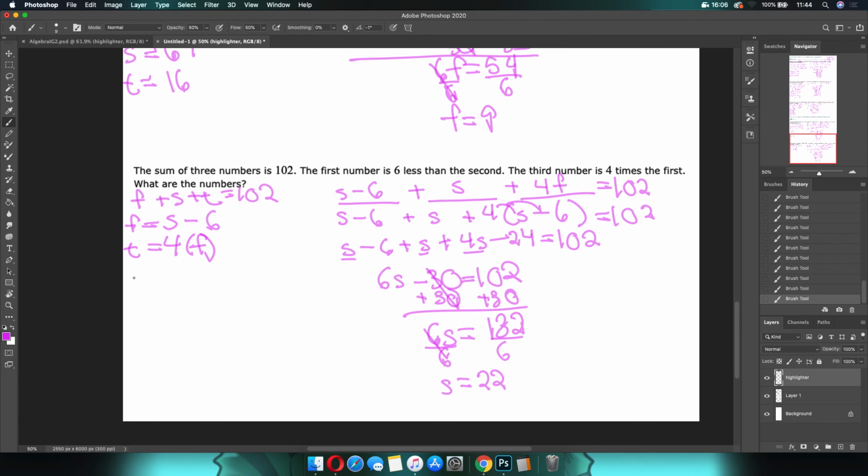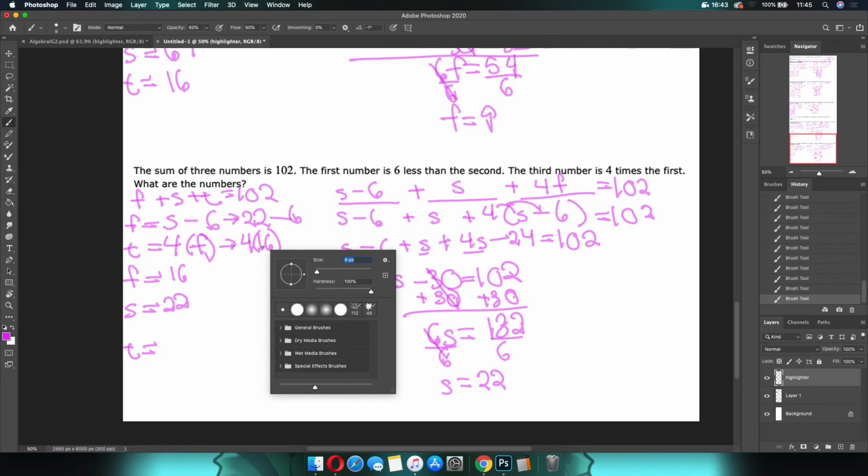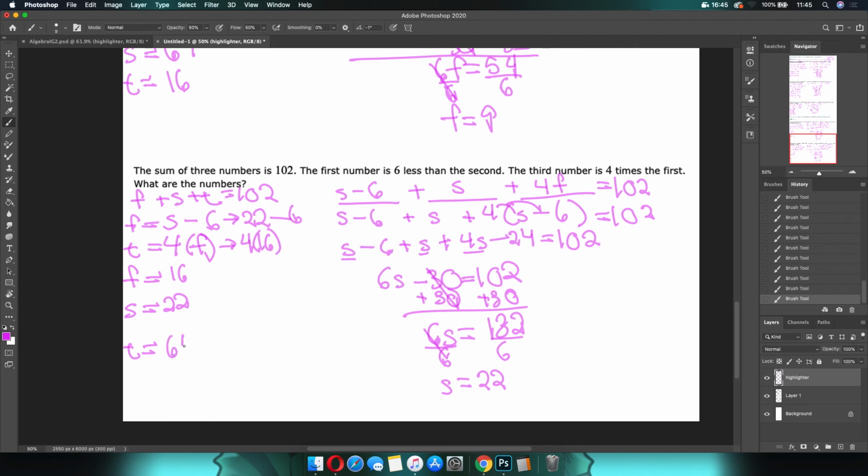All right, so in our final answers, we're going to have an f equals, an s equals, and a t equals. We only know one of those numbers so far, and that's the s, which is 22. Okay, next, can I find f? Yes. What is 22 minus 6? 22 minus 6 is 16. All right, so far so good. Do we know t? t is 4 times f. So that's 4 times 16, and we already figured that out earlier. That is going to be 64.